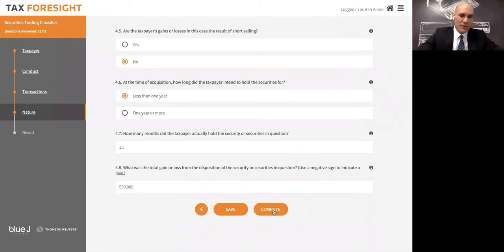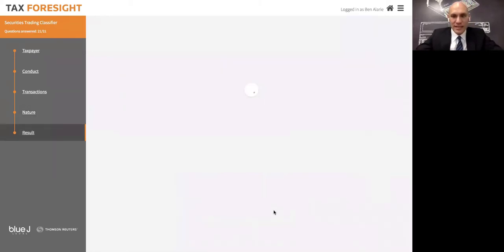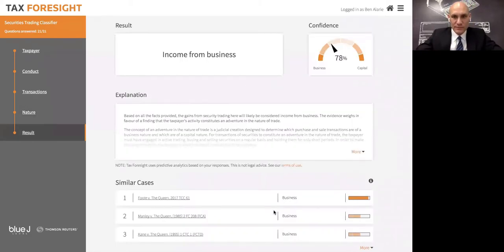Okay, I'm going to click compute here, and we're going to see the result. Okay, pretty clear indication here that the courts are not likely to treat these gains as being capital in nature. Instead, it's very likely that a court is going to say these gains are income from business. So 86% chance is how the algorithm is characterizing the outcome here.